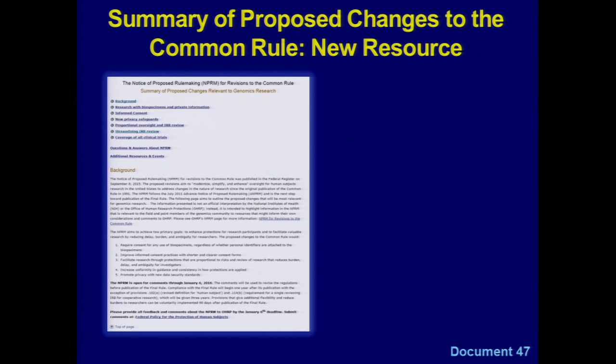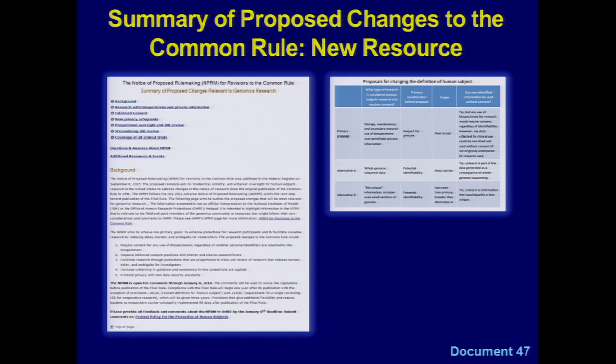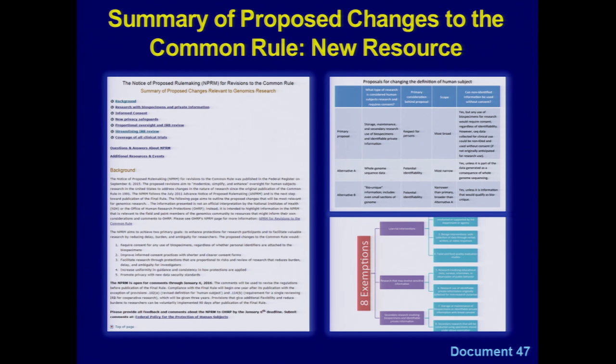Now, NHGRI's Policy and Program Analysis Branch has created a web-based resource for the community located on genome.gov that summarizes the proposed changes included in the NPRM that are relevant for genomics research, including proposed changes to the treatment of biospecimens, informed consent, privacy safeguards, and IRB review. Now, the resource also contains charts and graphics to clarify the more complex proposals, including proposals for changing the definition of a human subject and those for redefining exclusions and exemptions from the rule.